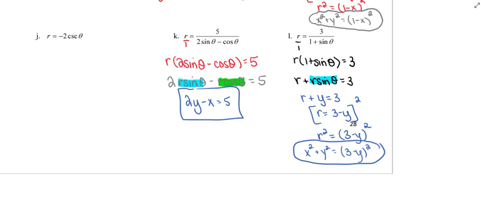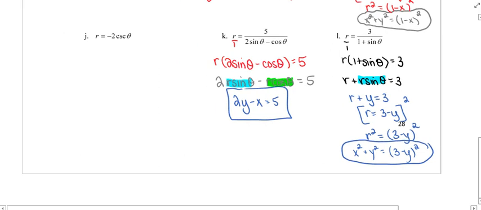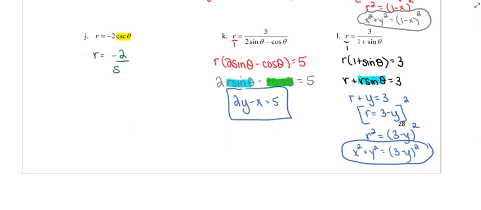All right, last one for the day, letter J. I know I'm kind of skipping and jumping all over the place here. I'm going to change that cosecant to a 1 over sine. Cross multiply. Oh, this is a nice one to end with. R sine theta from our list of identities is a y. And that one ends up all nice, all solved for y.